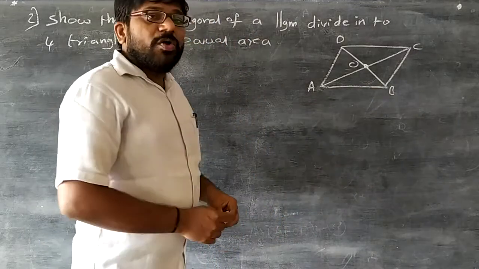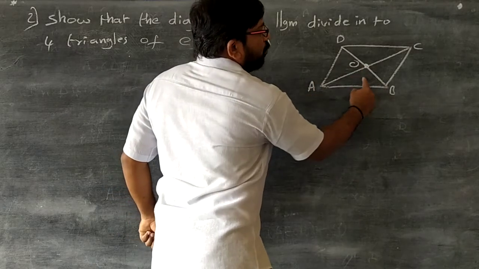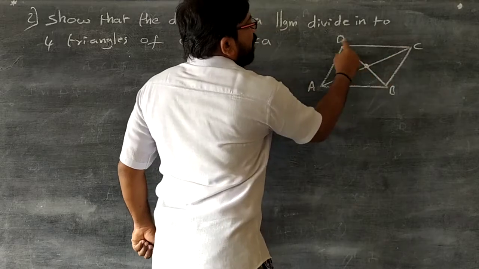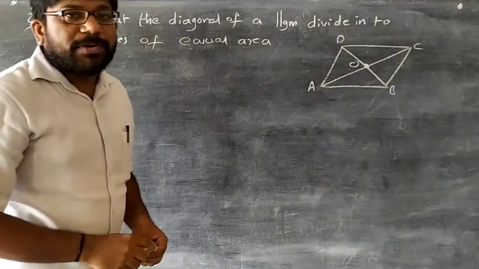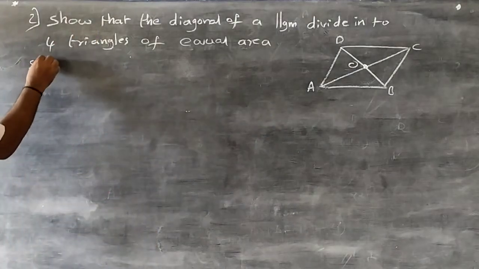So in this we have to prove area of triangle AOB is equal to area of triangle BOC is equal to COD is equal to AOD, right? That is the problem, right? First of all, what is given in the problem?